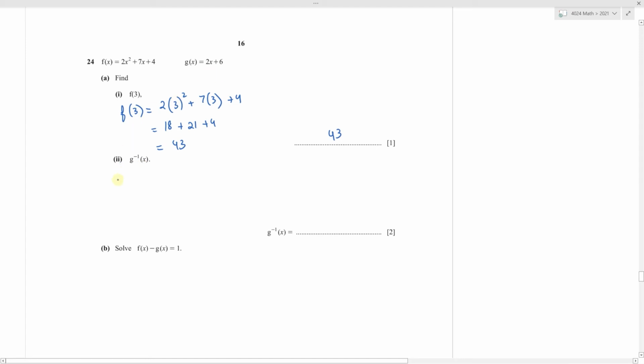G inverse of x. So we let y equals g of x, which is 2x plus 6. Then to find the inverse, I'll make x the subject of this equation. So I'll take this 6 to the other side. y minus 6 equals 2x. So y minus 6 over 2 equals x.